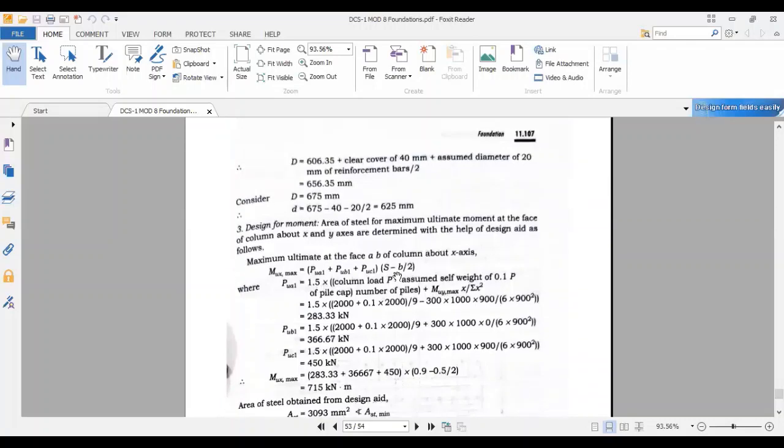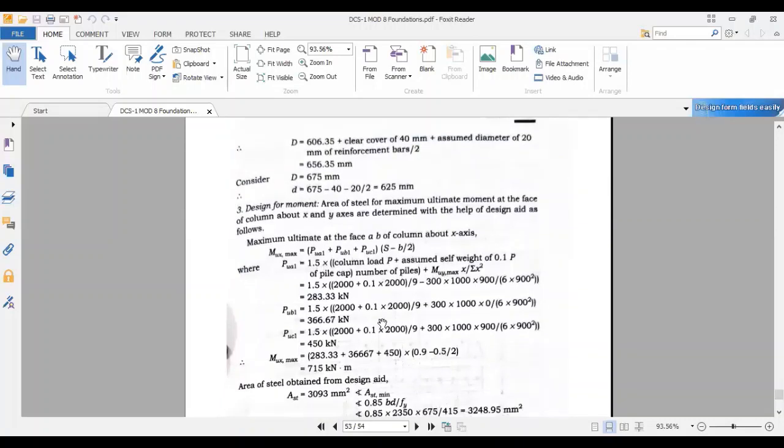Next is design for moment. So area of steel for maximum ultimate moment at face of column about X and Y axis are determined with the help of design aid as follows. Maximum ultimate moment at the face AB of column about X axis.